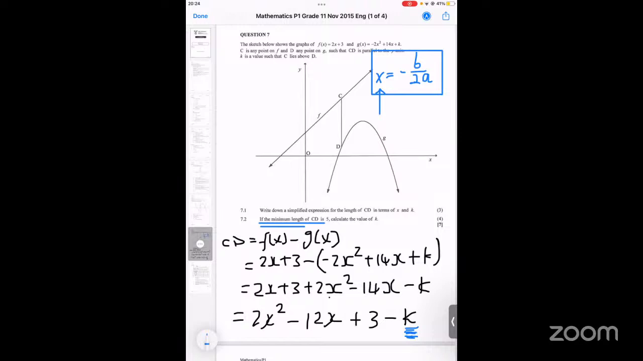They're just making sure the length of CD, when we're calculating x in the equation, is equal to k.